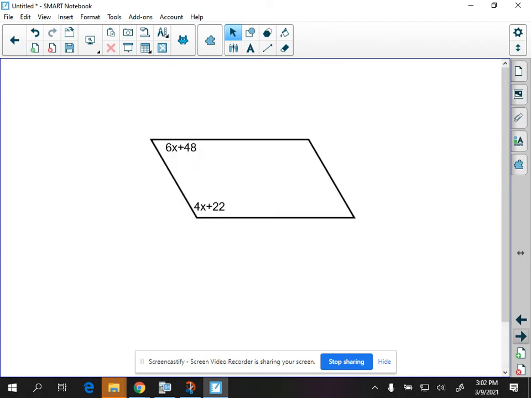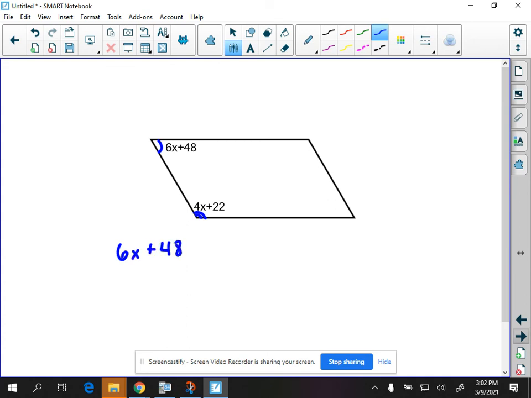Right, another scenario you would see is something like this, where I am given my parallelogram and I see that I have this acute angle here and this obtuse angle down here. I know that those are not congruent to each other. I can tell by looking at them that they are different sizes since one's acute and one's obtuse. So instead, these are consecutive angles, and I know that consecutive angles are supplementary. So in order to solve this problem, I need to take these two angle measurements and add them together and make them equal 180. So I will say 6x plus 48 plus 4x plus 22 is equal to 180.